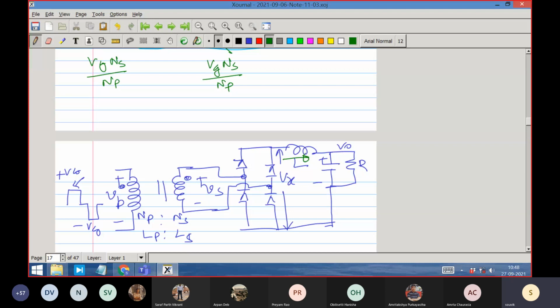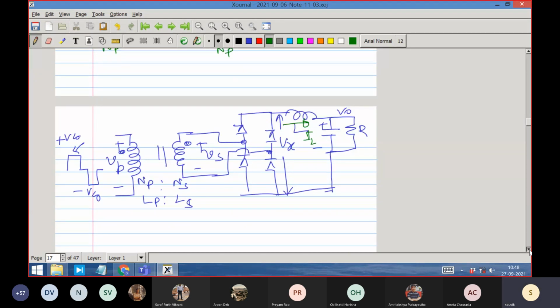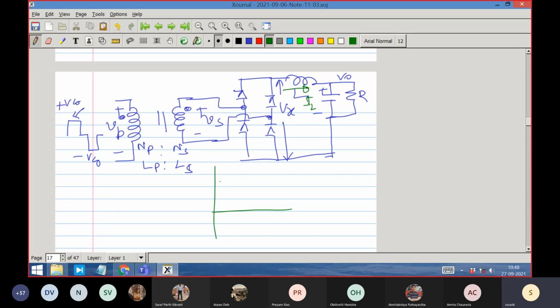This is IL. So I will have a current ripple on the secondary side. What will happen? I will have a current ripple depending upon this. So this is Ts by 2. Now this slope is Vg into Ns by Np minus V0, divided by L. This slope is minus V0 divided by L. L is this inductor. So this way this will go.